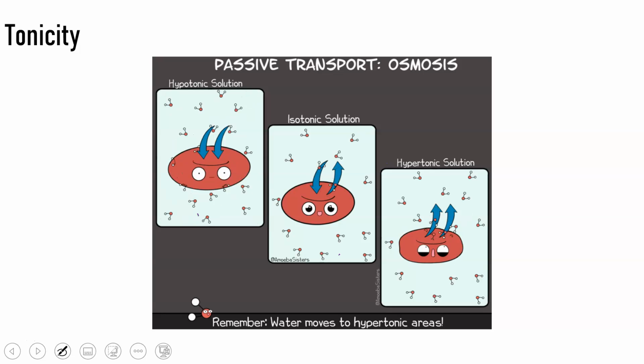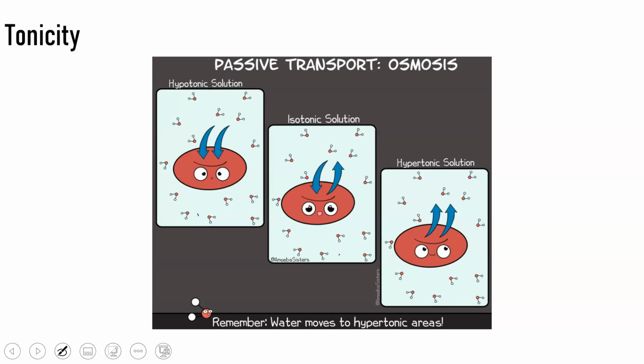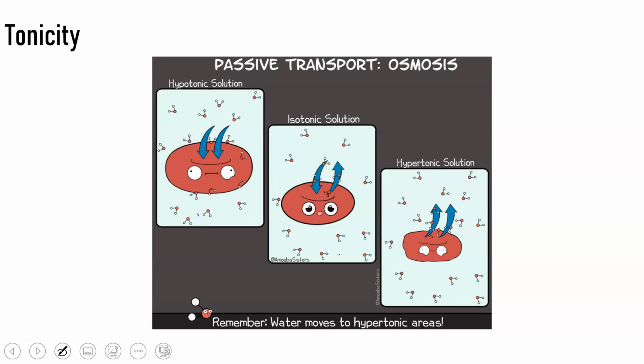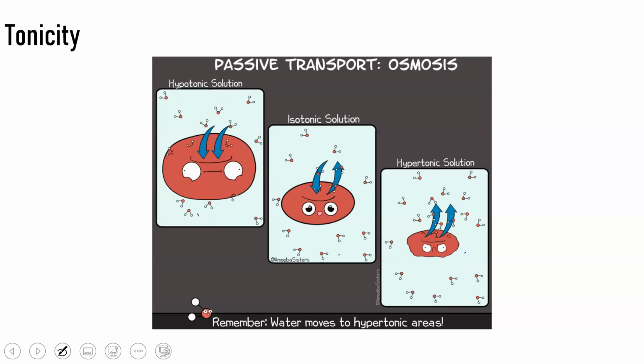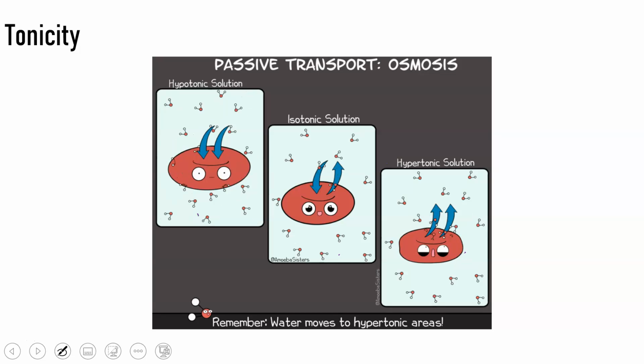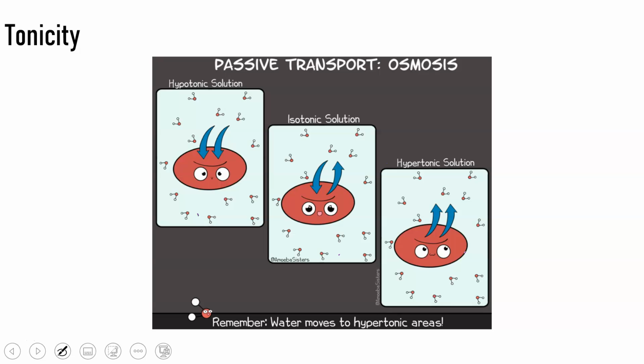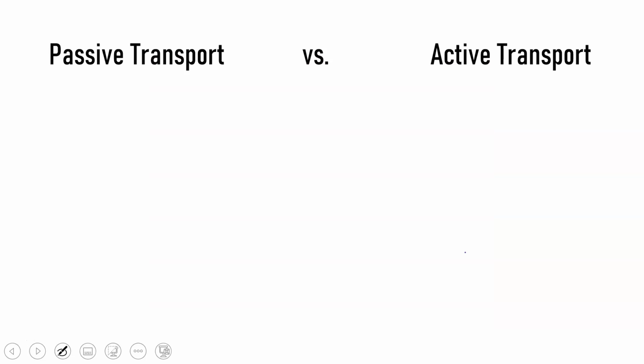Remember that in all of these, the water is moving toward the solutes. So if the cell is inflating, that means there were more solutes inside it. And if the cell is shrinking, it means there were more solutes outside it, and the water is moving out to join the solutes. Last but not least, let's compare passive transport and active transport.